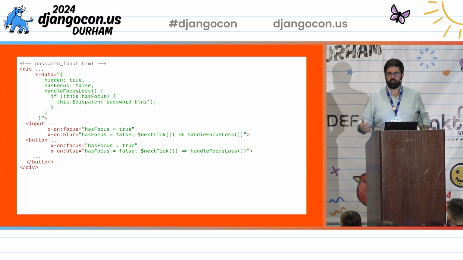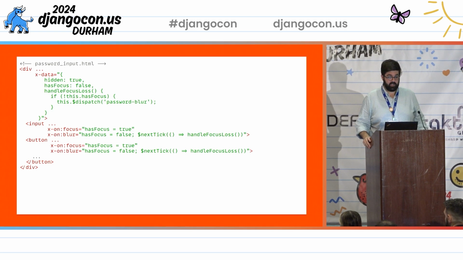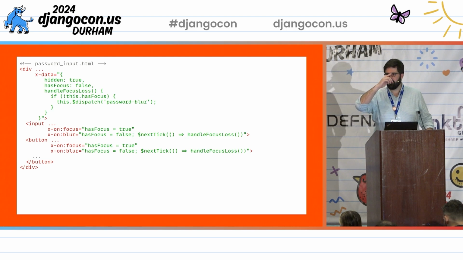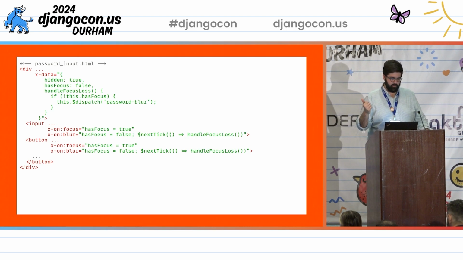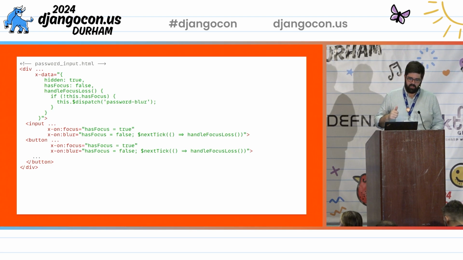We couldn't just use if the text input loses focus, because then when we tab to the hidden button, it would validate and lose our focus and throw the user off. So we're going to handle that somehow. So we're going to set a new variable, hasFocus. We're going to set it to false, and then we're going to have a handler that basically says, if we lose focus, dispatch this custom event, password blur.